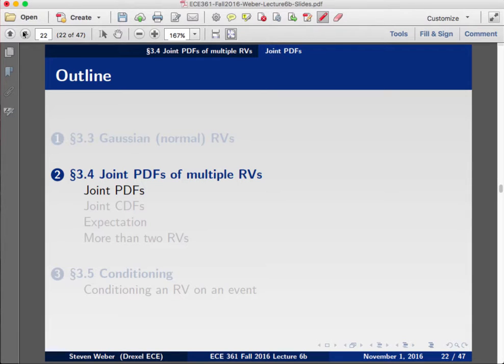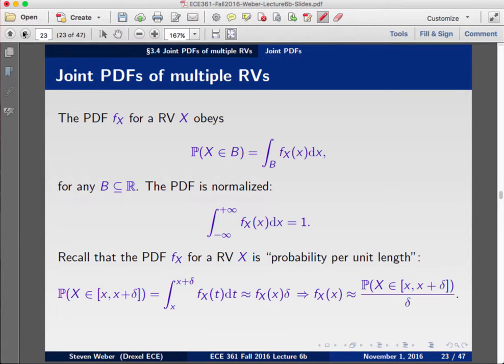Let's first talk about joint probability density functions. Recall that from when we first introduced the notion of a continuous random variable and its probability density function, little f sub x, for a random variable x, we said that the defining property of that PDF is that it satisfies the equation here, which says that for any subset B of the real line, the probability that x is in that subset should be computable from integrating the PDF over all little x in that set. That must be true for any B.